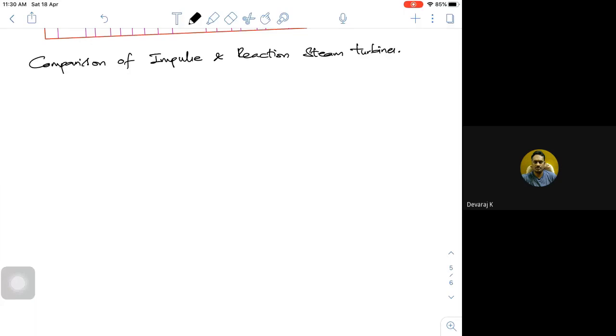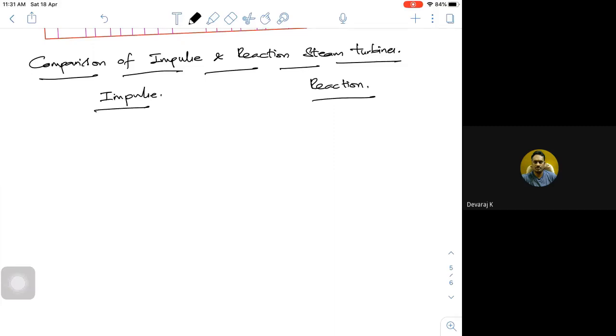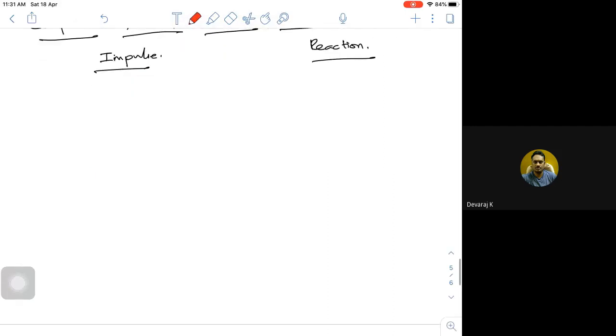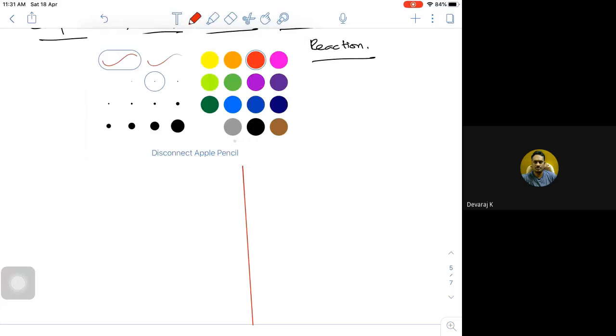Fine. So on one side I can have the impulse turbine, and on the other side I can have the reaction turbine. So I'll try to discuss the major points, not all the points. I can go through a few points. The major points, let me try to discuss, and you can verify the same from any of the textbooks.